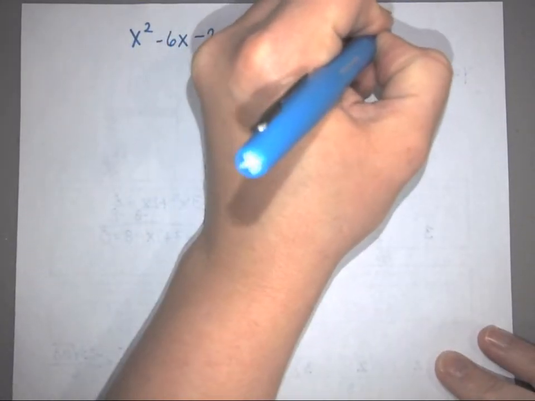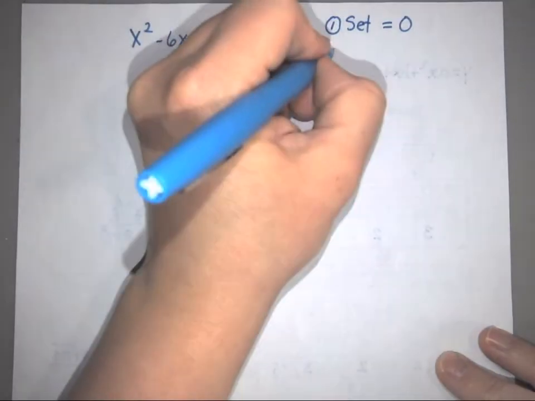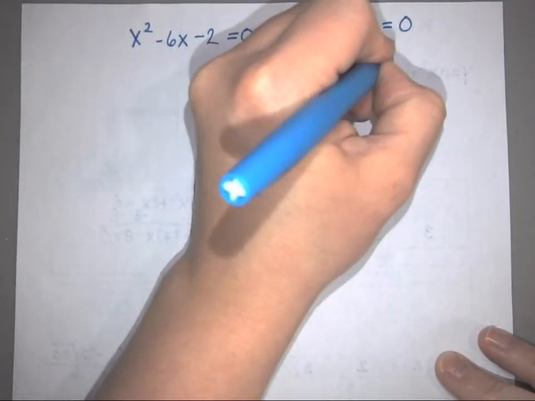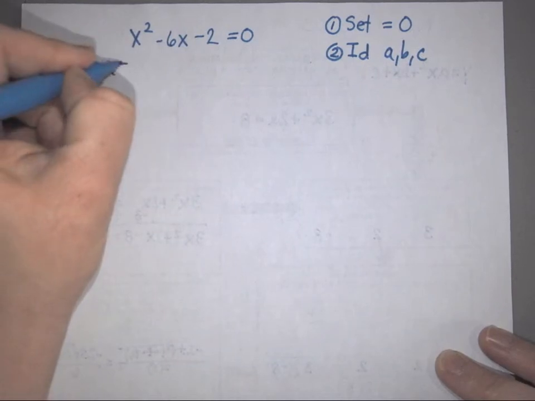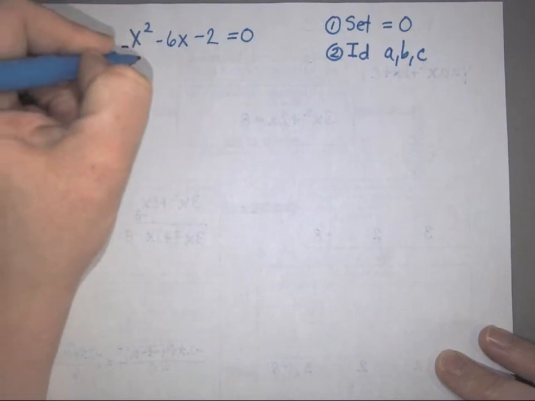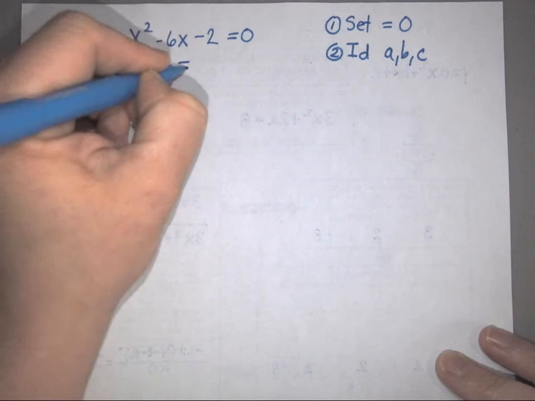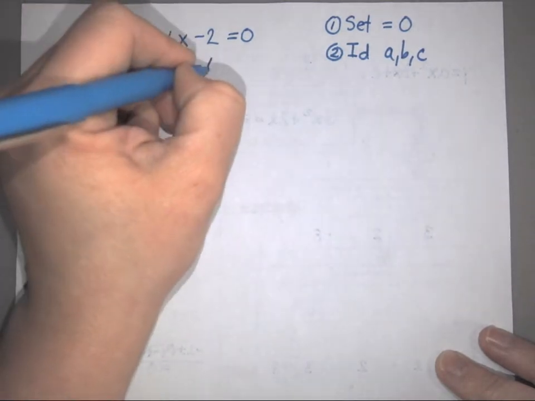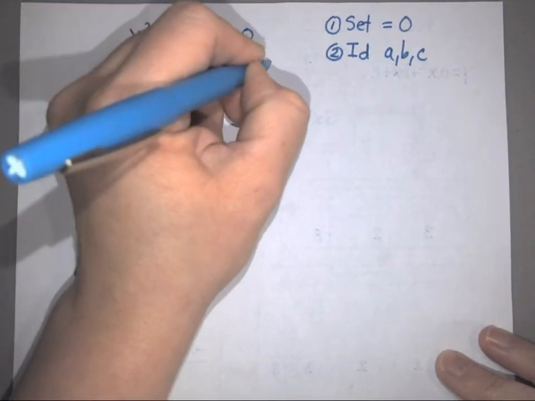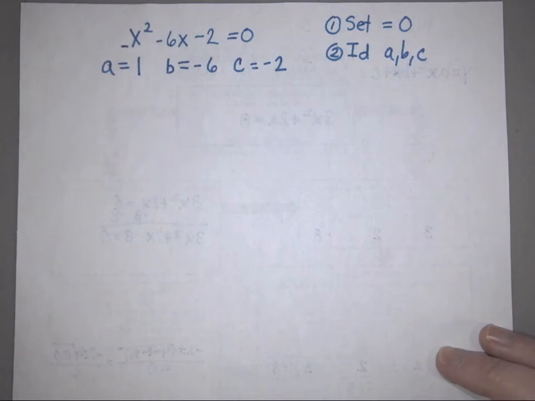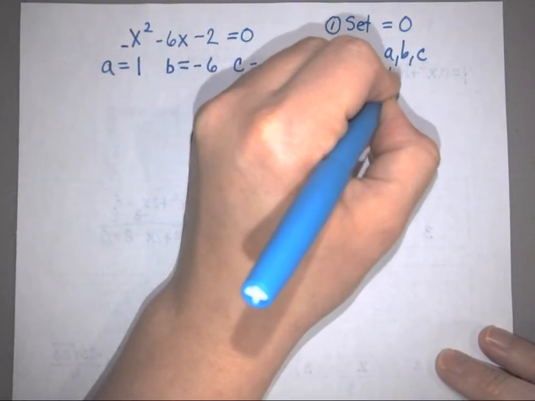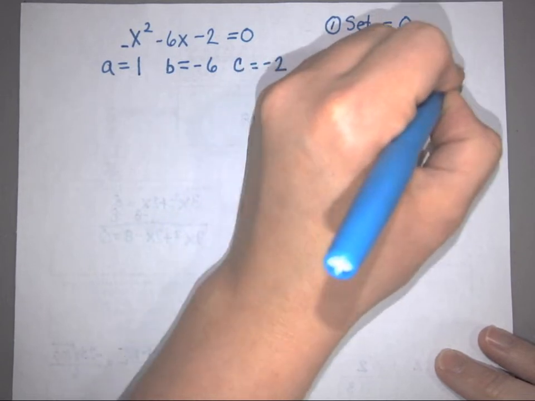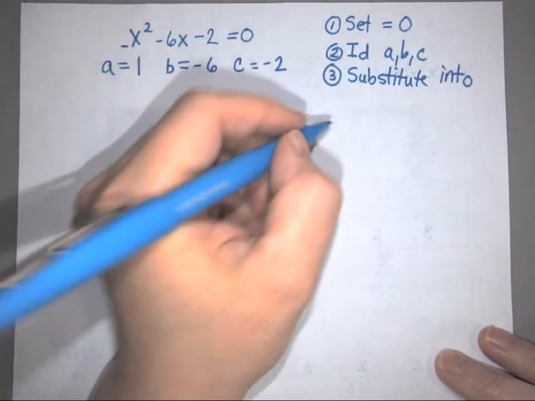Set equal to 0. Second step, identify the a, b, and c values. My a value here, if there's no coefficient, it's a 1. My b value here is a negative 6. And my c value is negative 2. Next step, I'm going to substitute into the quadratic formula.